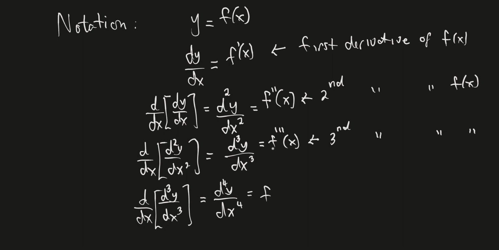Now, again, we stop writing the individual primes after 3 or 4 derivatives. What we switch to is putting the actual number of times we're going to differentiate in parentheses, because we don't want this 4 to be confused with f raised to the fourth power. So we put parentheses here. That indicates that it's not a power, but instead it's a derivative. And then this would be the fourth derivative of f of x.